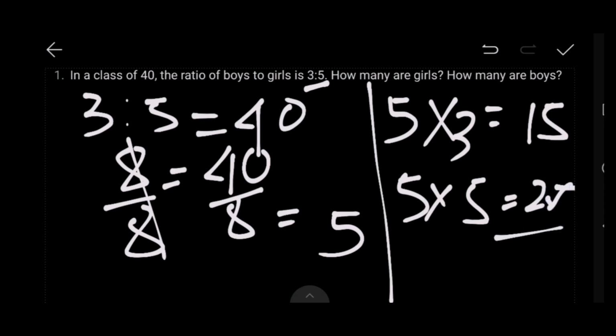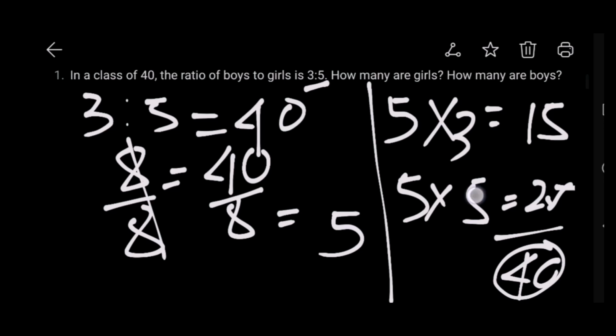Add natin, so that we can make sure na tama yung sagot natin. 15 plus 25 is 40. Oh, so tama. So, in a class of 40, there are 25 girls and 15 boys.